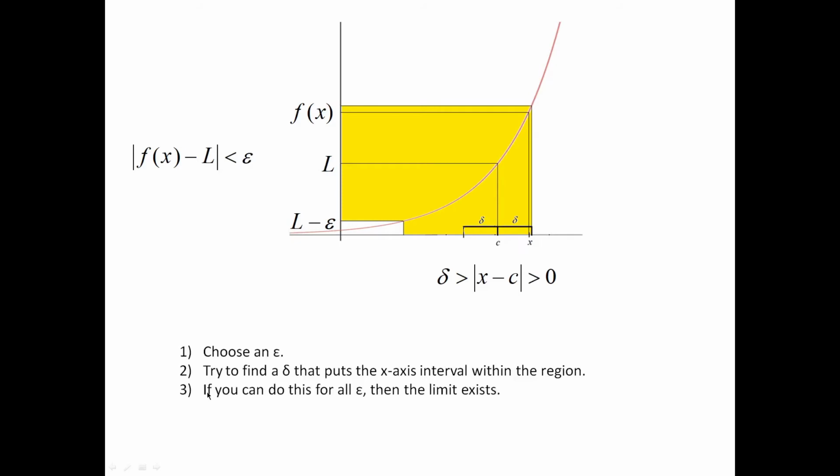And in 3, if you can do this for all epsilon, then the limit exists. So in other words, for all epsilon that you can pick, if we can find a delta that will squeeze this interval into the yellow region, and we can do that for all epsilon, then the limit exists.